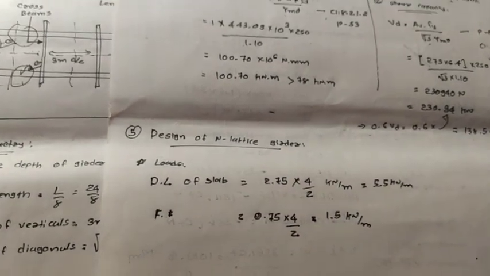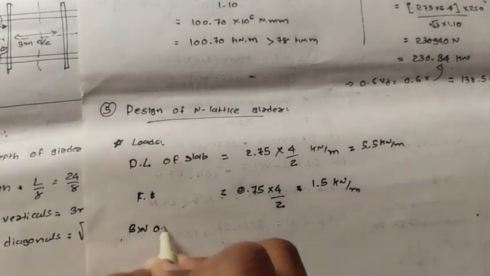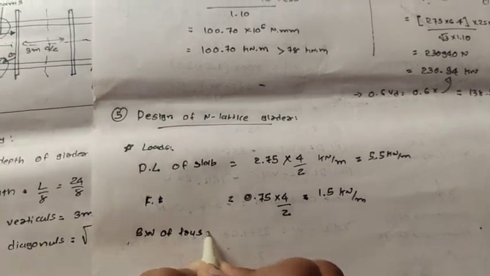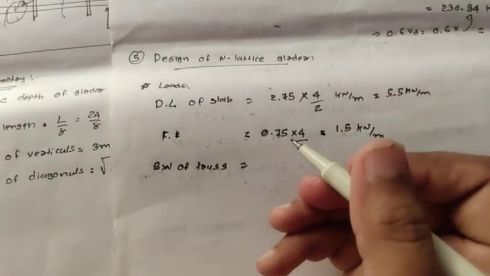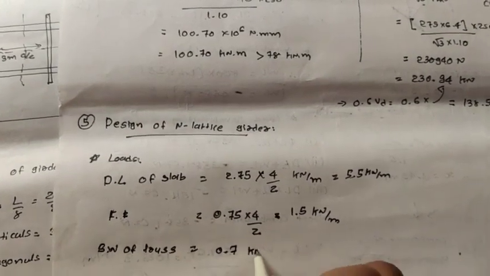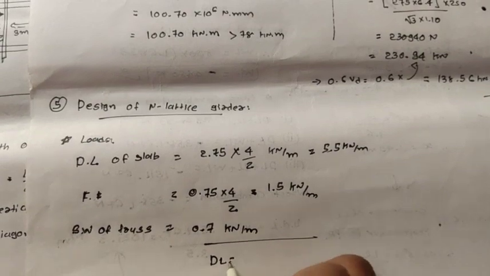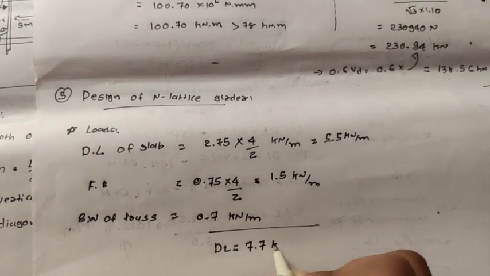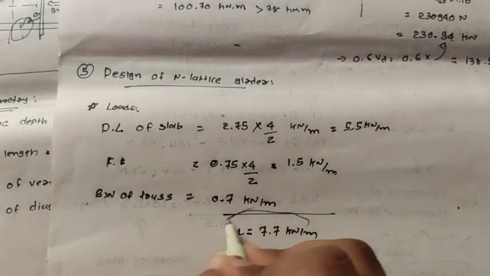Now assuming the self weight of the truss. It's totally assumed because no criteria or data is given to find the self weight of the truss, so we assume 0.7 kilonewton per meter. So the total dead load is 7.7 kilonewton per meter. This is our dead load.